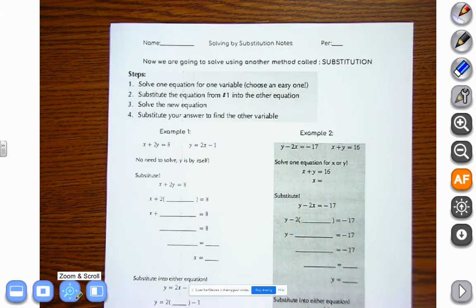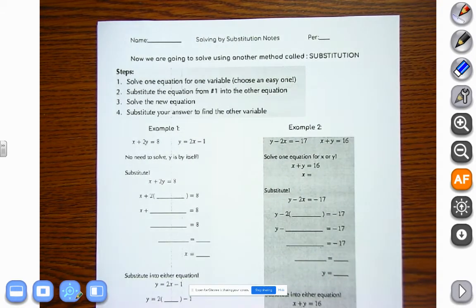Okay, so if you look at this first part, we have our steps laid out, and you can always refer back to this. But today we're going to solve a system of equations using another method, which is called substitution. So we're not solving by graphing today. We are solving through substitution. And it sounds just like it is written, substitution. We are going to substitute something in.